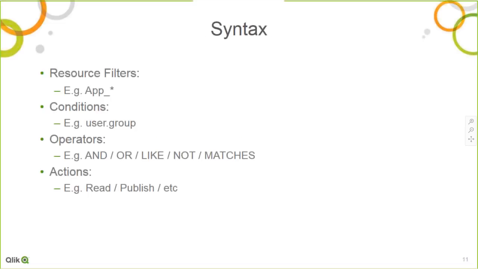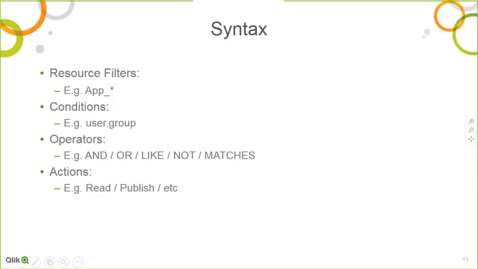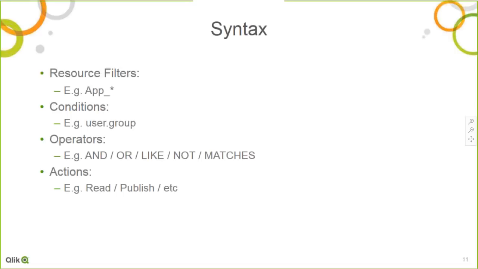So broadly speaking, the syntax, what is it? You have a set of core things that are in a rule. The first one being the filter. You need to narrow the scope. You need to say, what is this applying to? In the example here, we have app_*. That means all apps. And we've got some conditions. So user.group. We're saying that users who belong to a group can do something to apps.